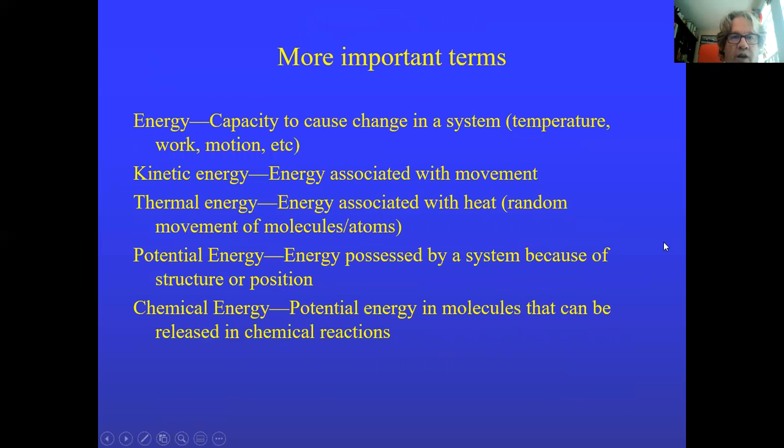Other terms we need to be aware of. Energy is simply the capacity to cause change in a system. We think of energy in terms of temperature, work, motion, etc. And there are different types of energy you should be aware of. Kinetic energy is energy associated with movement. Thermal energy is energy associated with heat, the random movement of molecules and atoms. And then energy can be stored in the form of potential energy, which can be released at another time as a result of the system and position of an object. Chemical energy, for example, is a potential energy that molecules hold that can be released as a result of chemical reactions.